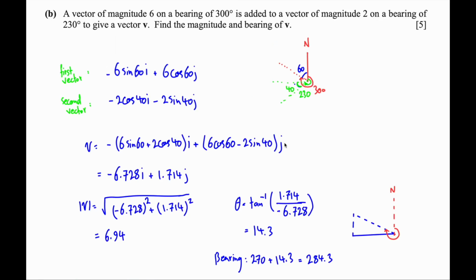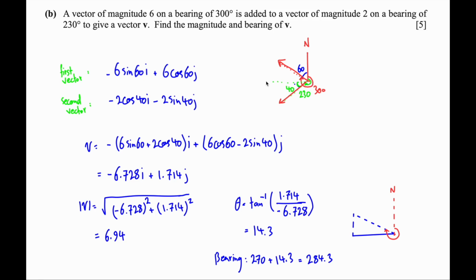In part B, I'm told a vector of magnitude 6 on a bearing of 300 degrees is added to a vector of magnitude 2 on a bearing of 230 degrees to give a vector v. I have to find the magnitude and bearing of v. It's always a good idea to have a visualization of what's really happening. In this scenario, we have a bearing of 300 degrees as I have drawn here, and also 230 degrees. So these are the two vectors that I'm dealing with.